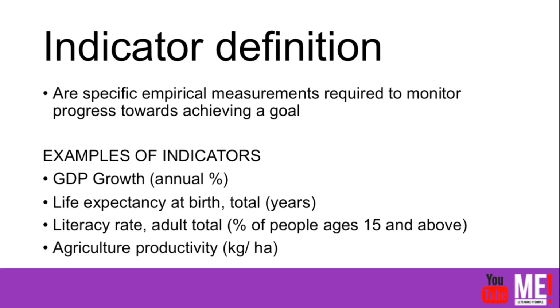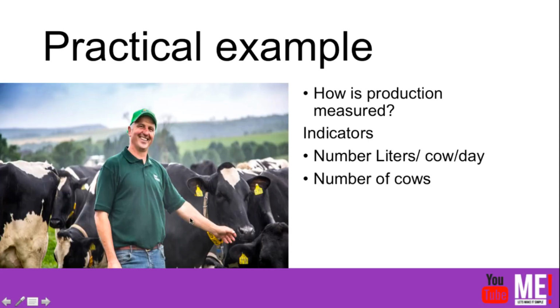So there are so many examples of indicators around the world, but I chose, like I said, 230 indicators. Wow, that's a lot. But I chose just a few examples of indicators. You've got GDP growth, life expectancy at birth, literacy rate, agriculture productivity. These are examples of indicators.